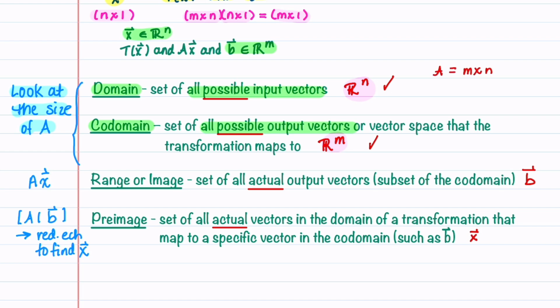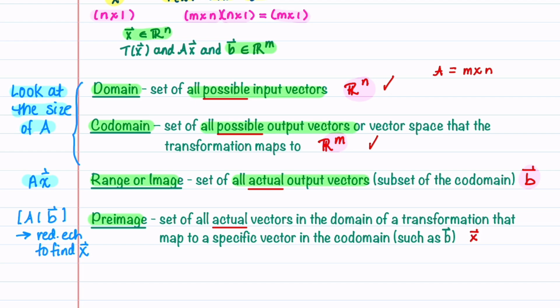The image or range of a transformation is the set of all actual output vectors, and this is a subset of the codomain, and this is just vector b. So in practice, to find the range or the image, all you need to do is take your matrix A and multiply it by your vector x.